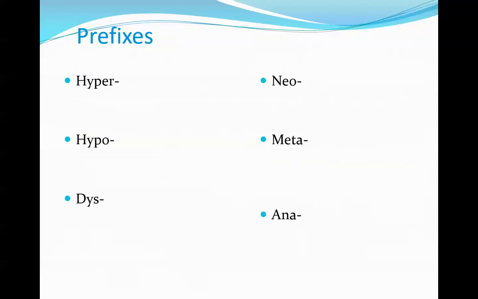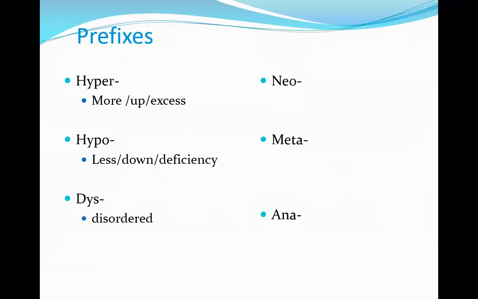Then we have some prefixes. Hyper means a lot, more, excess; hyperplasia is multiplying cells. Hypo means low, down, less, deficiency. Hypothyroidism is deficiency of thyroid hormone. Hyperthyroidism is excess of thyroid hormone, right? Dys means disorder, any disorder, genetic disorders. New means new. Neoplasia means new growth.